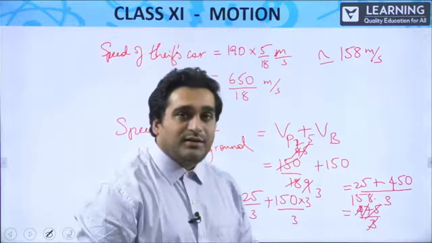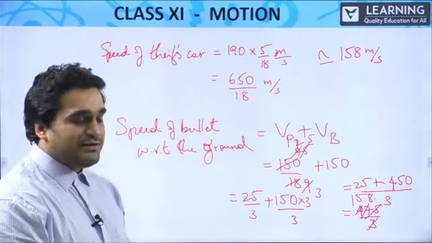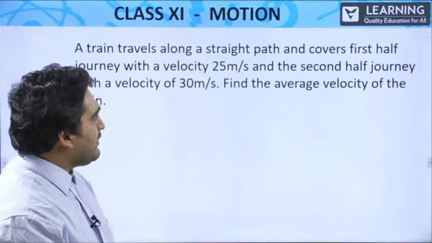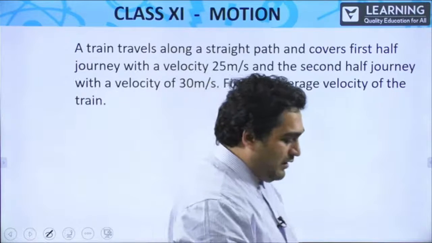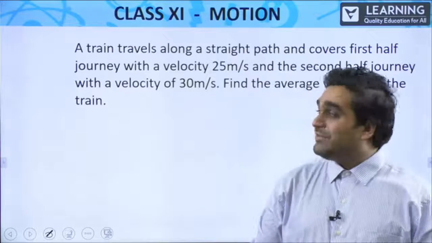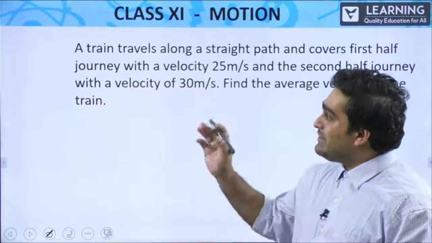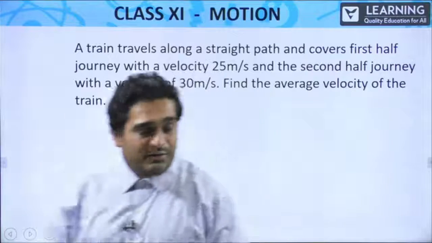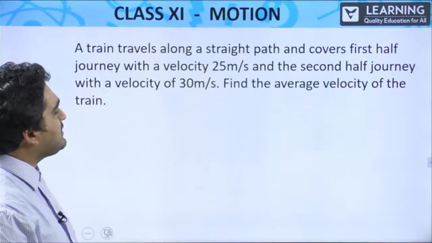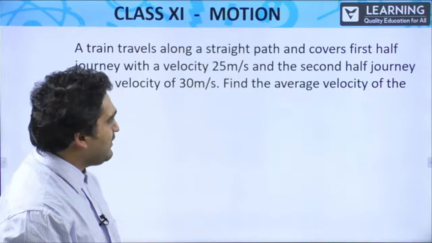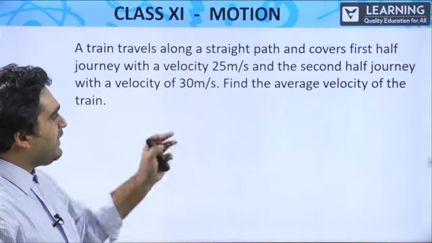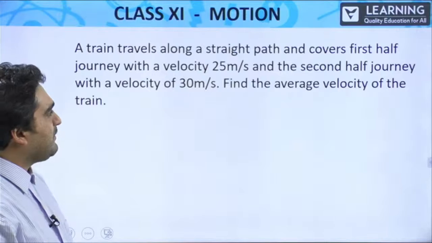Now that being said, the next question is far more interesting than this. The next question happens to be a question based on average velocity. So let's have a look at the question. It says a train travels along a straight path, covers half the journey with a velocity of 25 meter per second, and the second half of the journey with a velocity of 30 meter per second. Find the average velocity of the train.